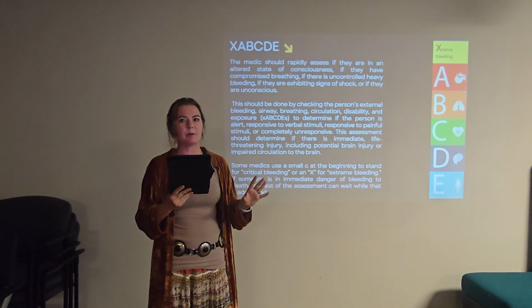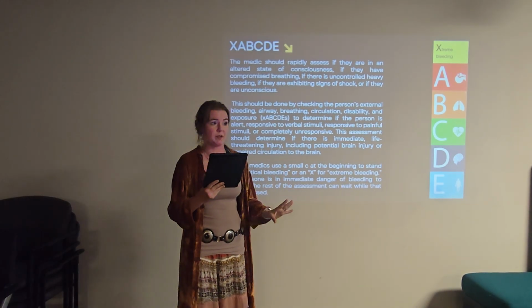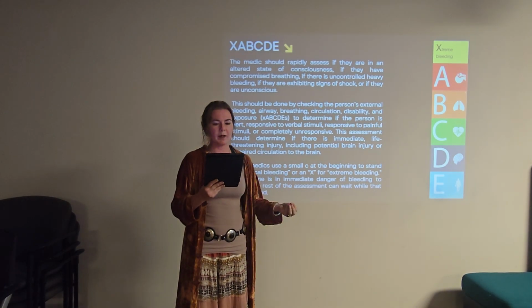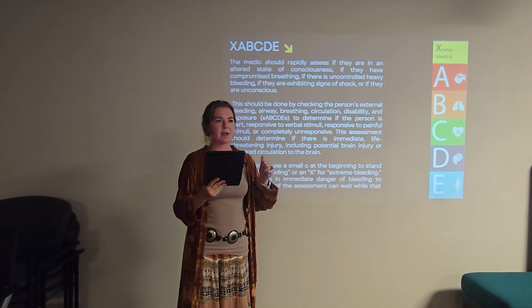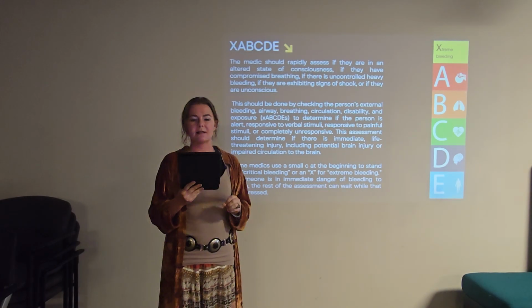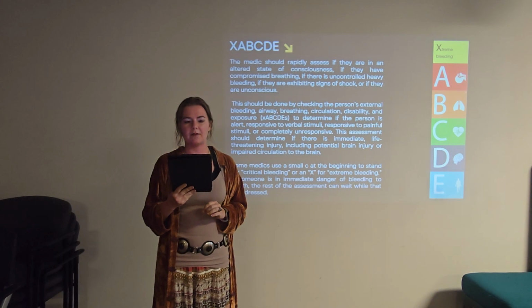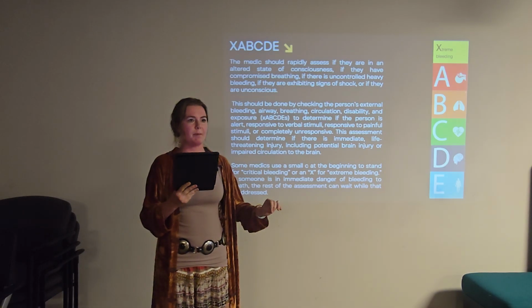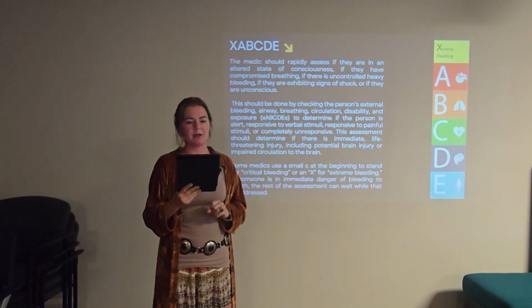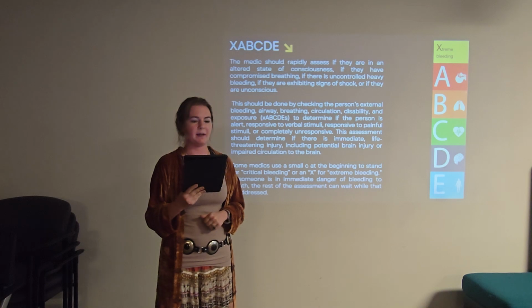So you can look at someone and be like, whoa, you are covered in bruises. But you start with bleeding, specifically extreme external bleeding. Is there severe life-threatening bleeding? If so, everything else stops while direct pressure is applied to the wound or a tourniquet is applied immediately.